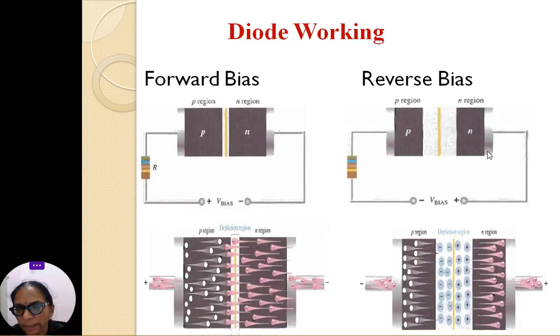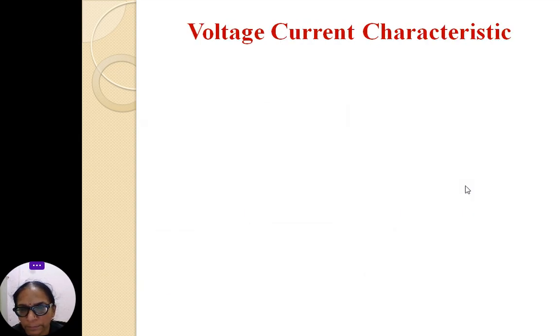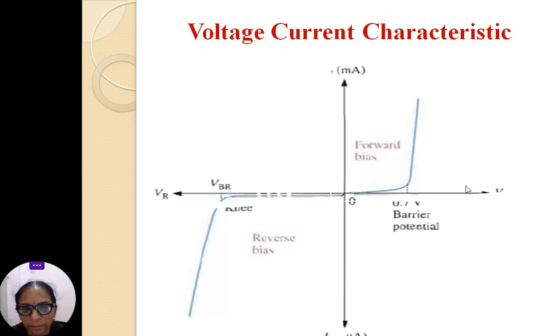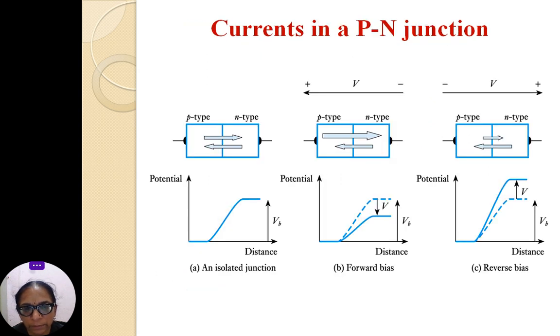In the case of reverse bias, p-type material is connected to the negative of the battery and n-type is connected to the positive of the battery. Voltage current characteristics: when you draw the voltage current characteristics, on the x-axis you are going to draw the voltage and on the y-axis you are going to draw the current. In the first quadrant, when the barrier potential is broken, the diode is conducting in forward bias. And in the third quadrant, VBR is there, that is known as the knee potential, the reverse bias will be there.